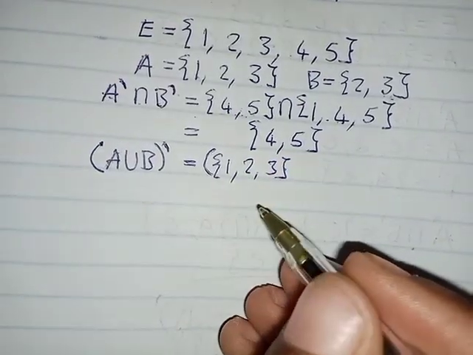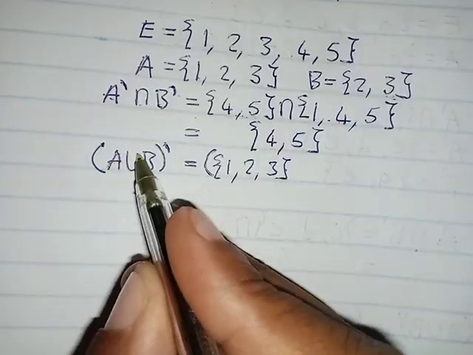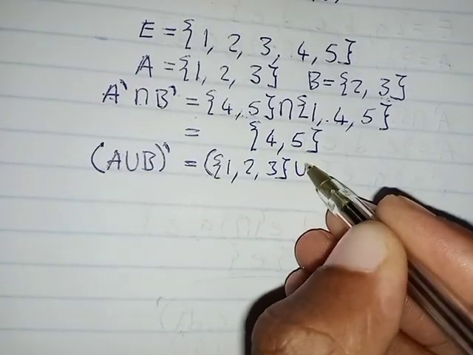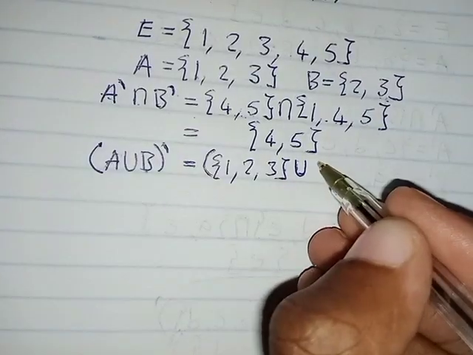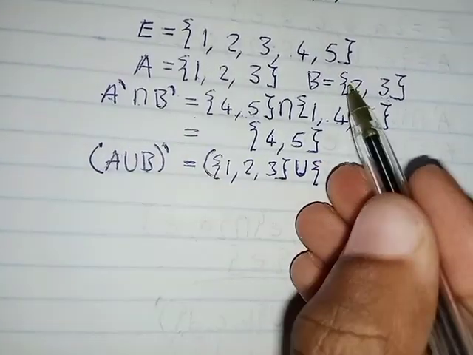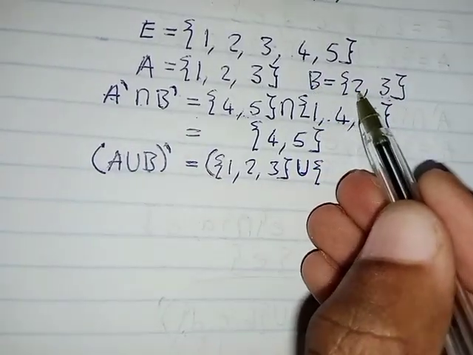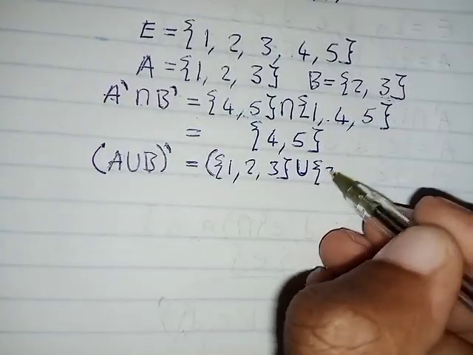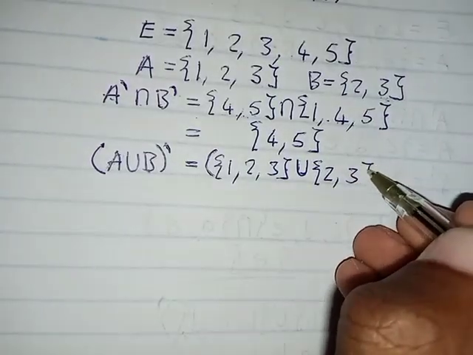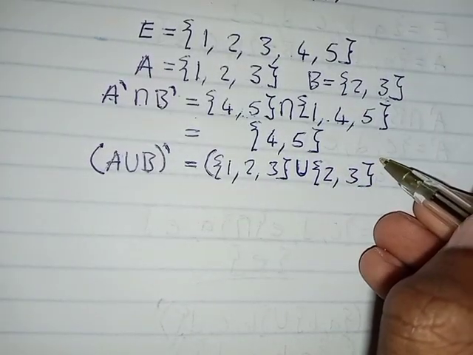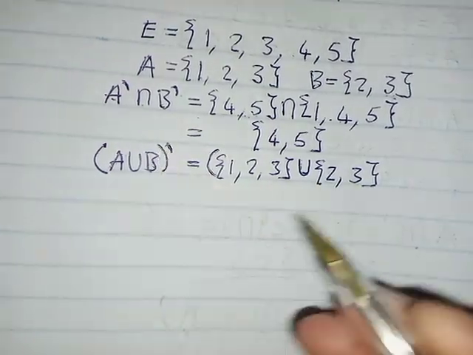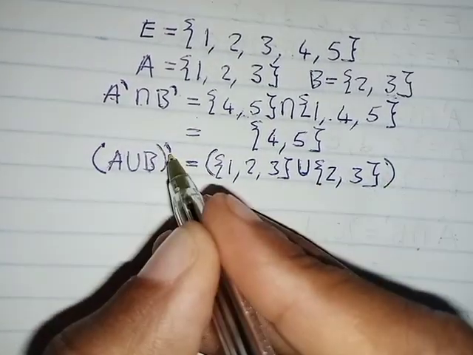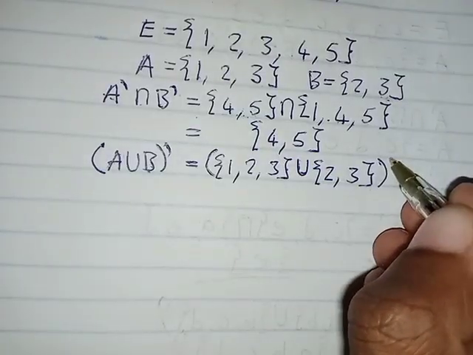Then we have the union in the middle. So I'll put union like that. Then we should list set B. So our actual set B is this one. So it has elements 2, 3. So I'll write 2, 3 like that. Then after listing set B, we should close parenthesis and put the complement outside like this.